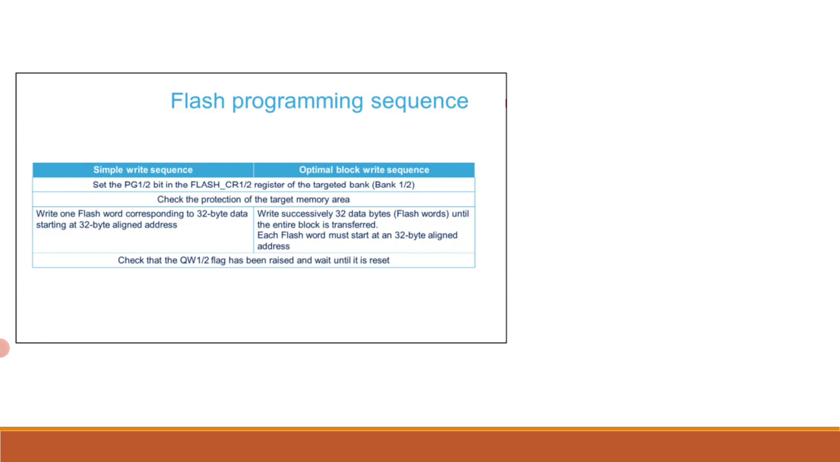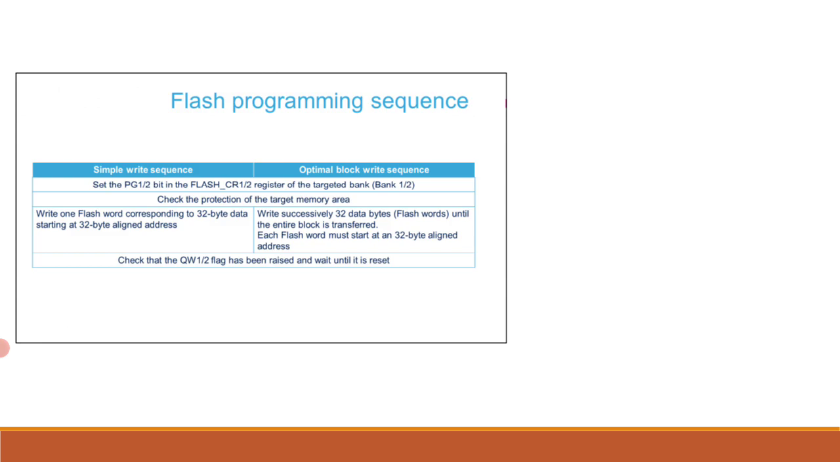One, set the PG1 or 2 bit in the FLASH_CR register of the targeted bank, maybe bank 1 or bank 2. Two, check the protection of the target memory area. Three, write one flash word corresponding to 32 bytes of data starting at a 32-byte aligned address.